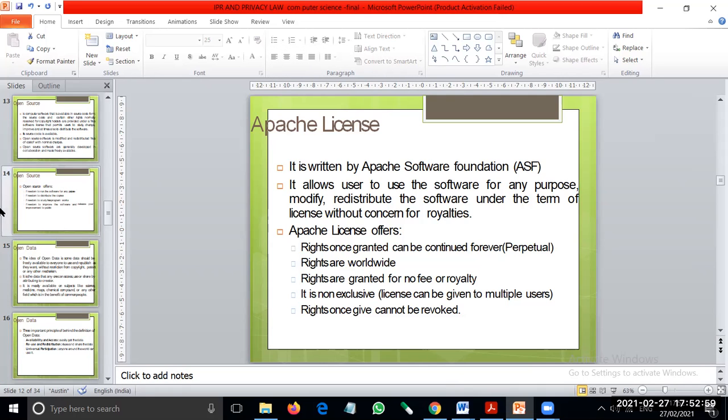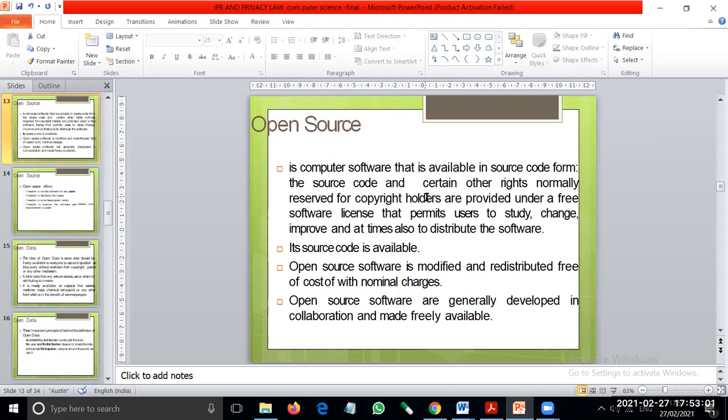Next, open source. ओपन सोर्स कोड का मतलब होता है source code is there and you can change it. So it is software whose source code is available, while certain other rights are normally reserved for copyright holders. So open source can be modified and distributed free of cost. ये भी एक important part है. Open source है तो आप modify कर सकते हो, change कर सकते हो. You can change it and distribute it free of cost. Open source software is basically developed in collaboration and made freely available.